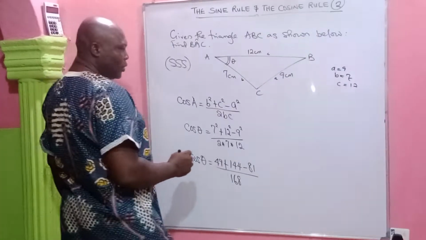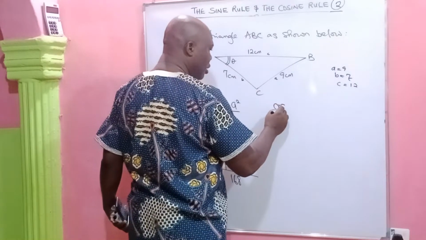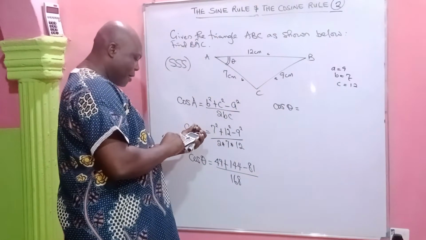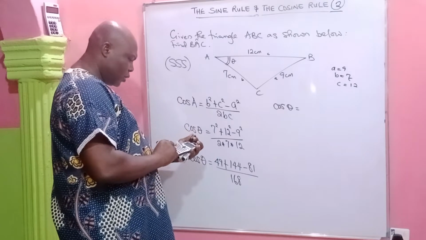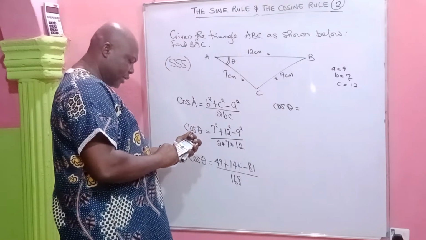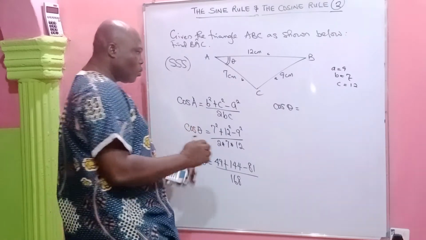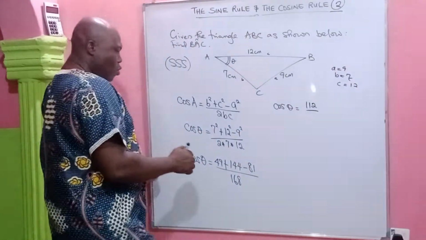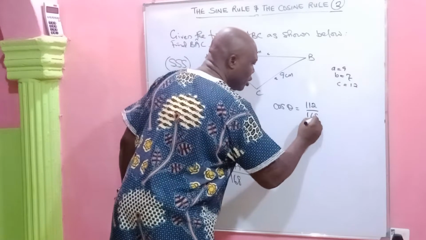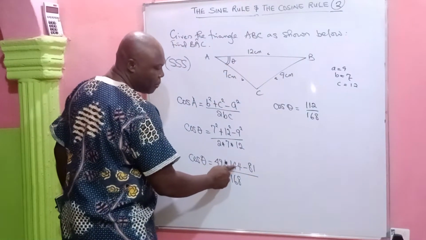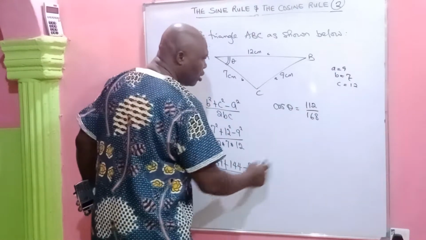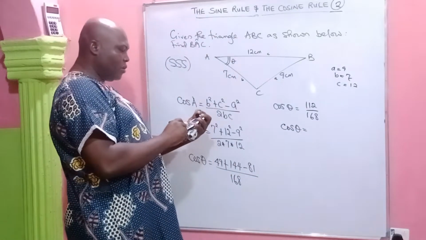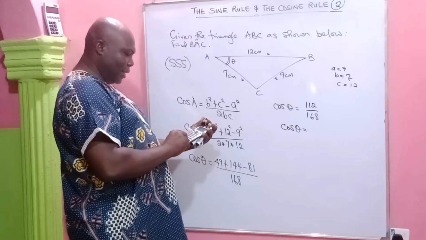All right, so we'll proceed by looking for cos B, or the cos of angle theta, which will be equal to 49 plus 144 minus 81. So that gives us 112, divided by 168. So the cos of angle theta will be equal to 112 divided by 168.